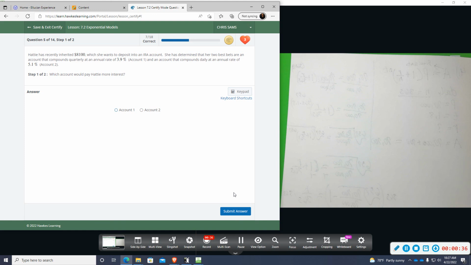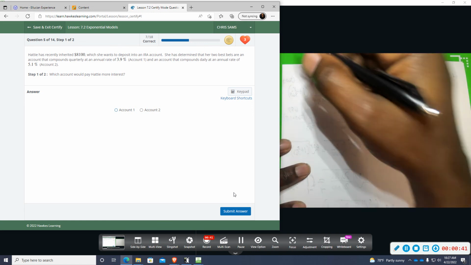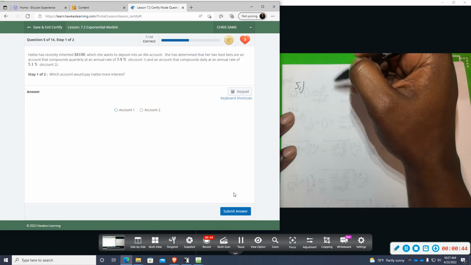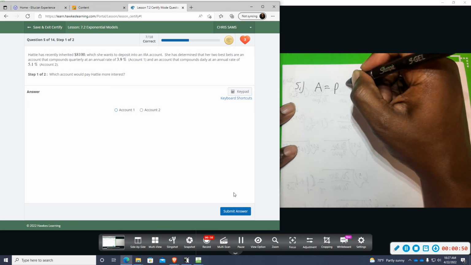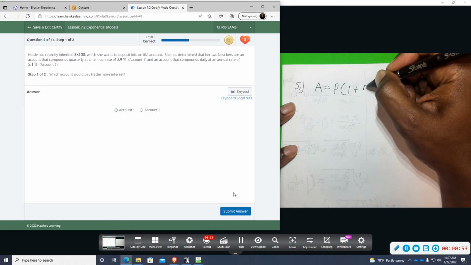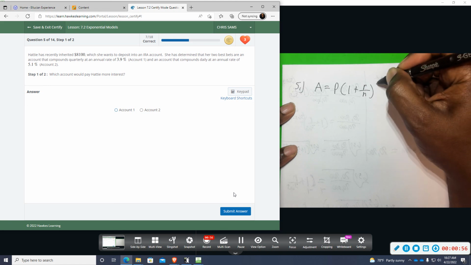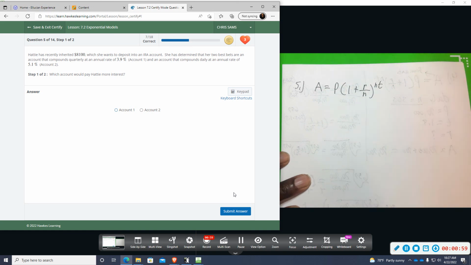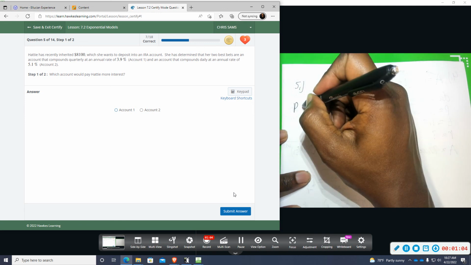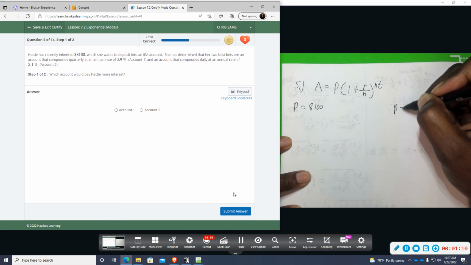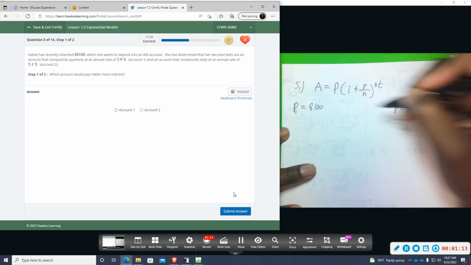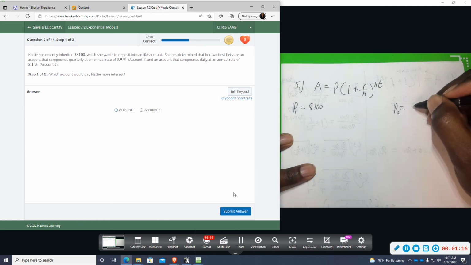So we're going to be doing two accounts, and we're going to be doing comparisons here. We are still using the compound formula: A equals P, parentheses 1 plus R divided by N, raised to the N T power. We don't know the final amount, that's what we're looking for. We do know P, and it's going to be the same for both. P is 8,100. I'm going to say P1, P2, because we're doing account 1, account 2.